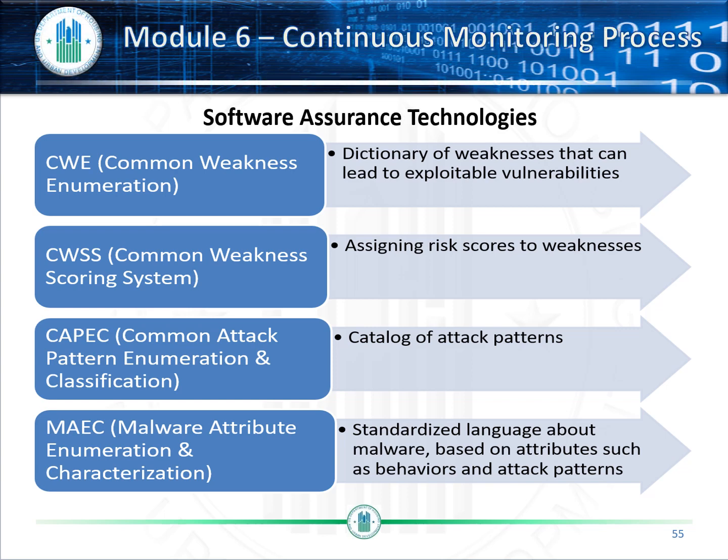Some of the software assurance technologies are Common Weakness Enumeration, or CWE, which is a dictionary of weaknesses that can lead to exploitable vulnerabilities. Common Weakness Scoring System, or CWSS, assigns risk scores to weaknesses. Common Attack Pattern Enumeration and Classification, or CAPEC, which is a catalog of attack patterns. Malware Attribute Enumeration and Characterization, or MAEC, which is a standardized language about malware based on attributes such as behaviors and attack patterns.